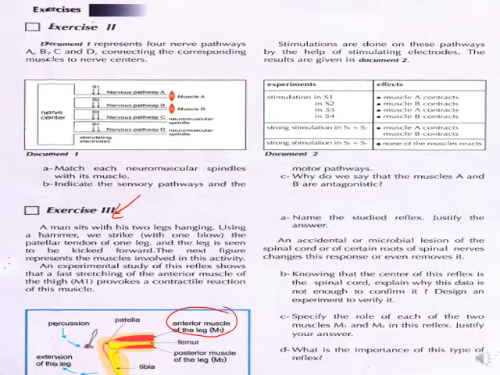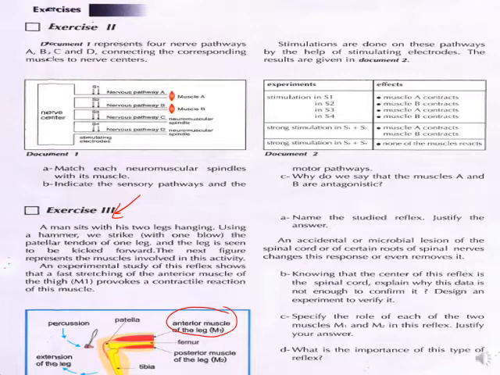Specify the role of each of the two muscles, M1 and M2, in this reflex. The M1 muscle is an extensor muscle, since when we do a percussion, it provokes its contraction. This contraction leads to the movement of the leg forward, while the muscle M2 is a flexor muscle, since it relaxes, permitting the leg to project forward. So M1 is called an extensor muscle, while M2 is called a flexor one.